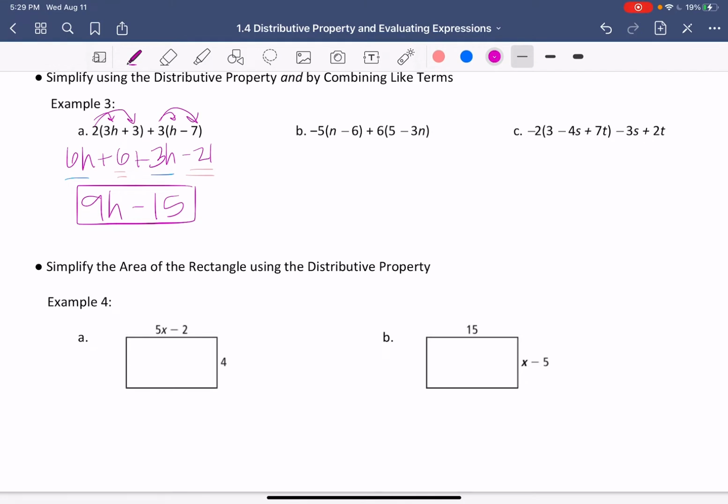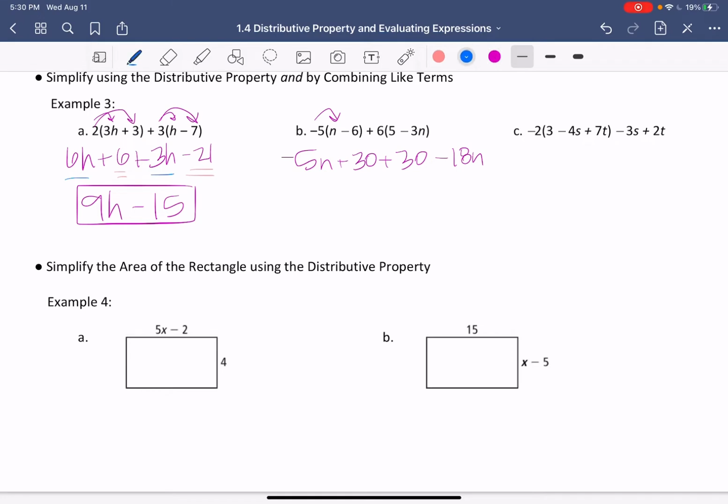Right? And for B, we're going to do the same exact thing. -5 times n. That's going to give us -5n. And then we have -5 times -6. That's going to give us +30. 6 times 5, also +30. And then 6 times -3n will be -18n.